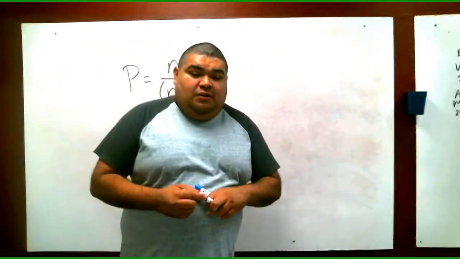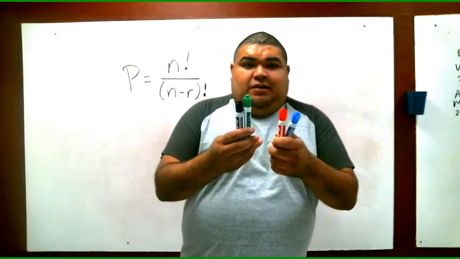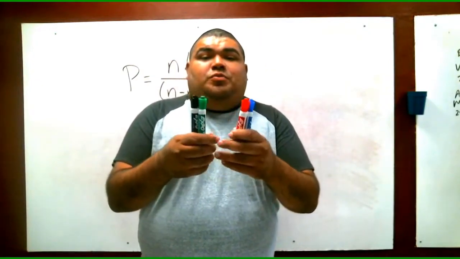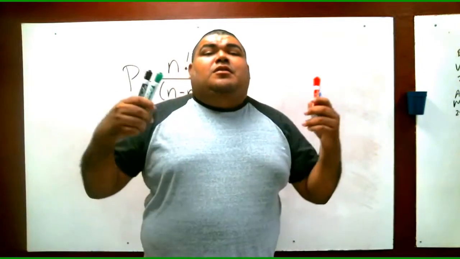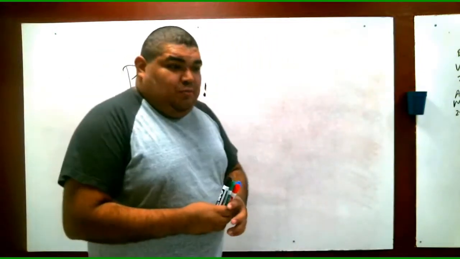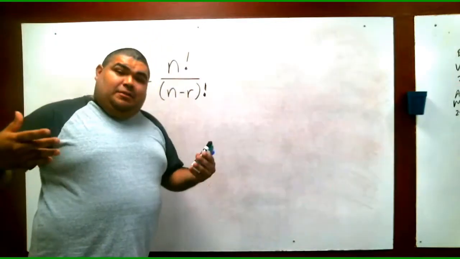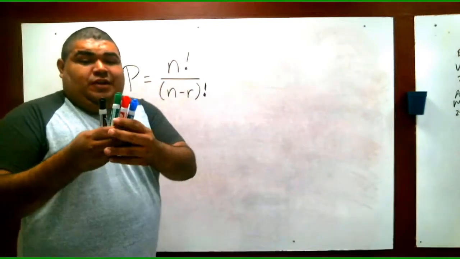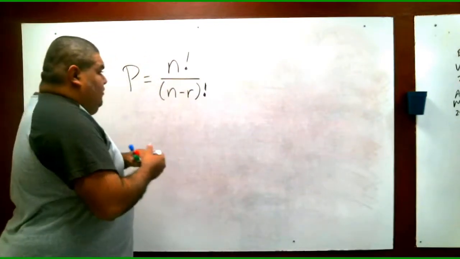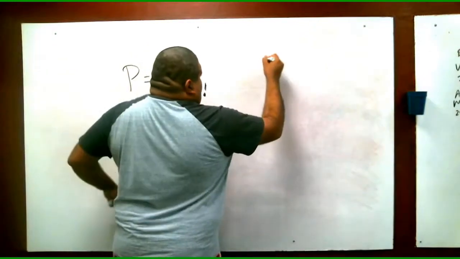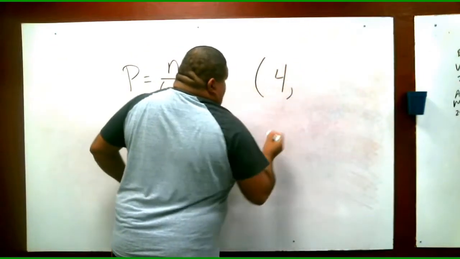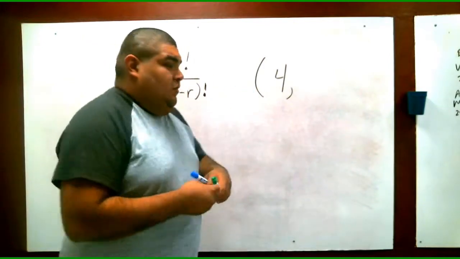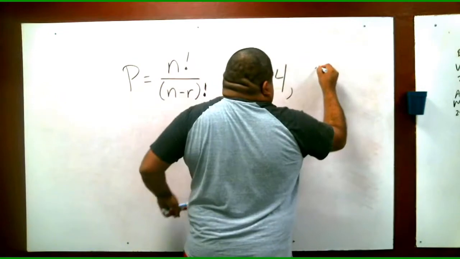Okay, last video, we had these four markers. Out of these four markers, we can only do groups of twos. Again, we're trying to see how many groups we can make without having the same color twice at the beginning. So our n is 4, right? Because we have 4 markers, and we are doing groups of twos.